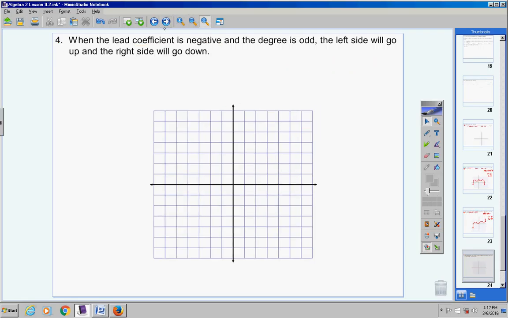And then lastly, please copy this in your notes. When the lead coefficient is negative and the degree is odd, the left side will go up and the right side will come down. Please copy that in your notes. Now, here's an example while you're doing that.